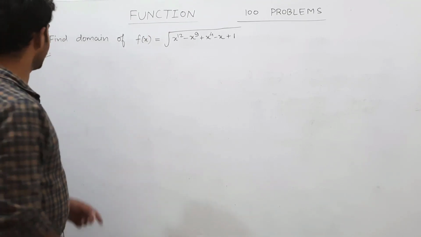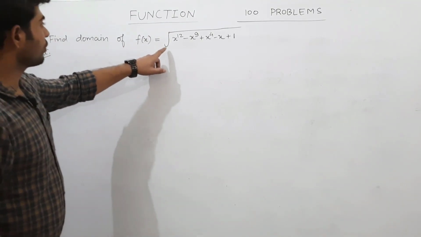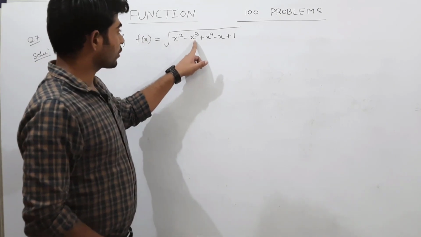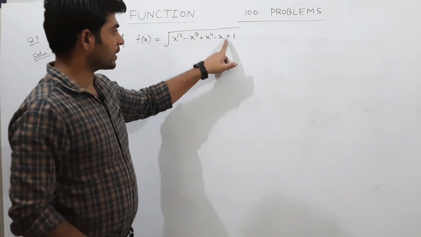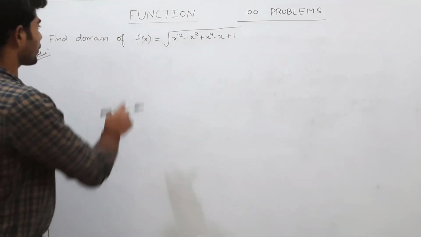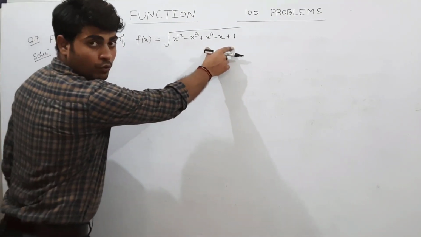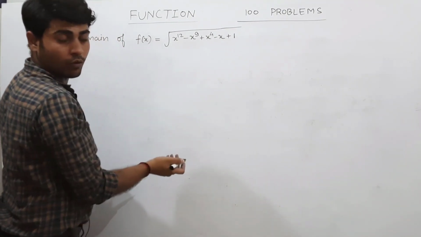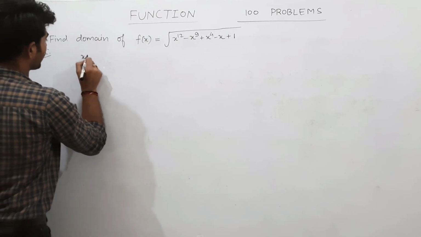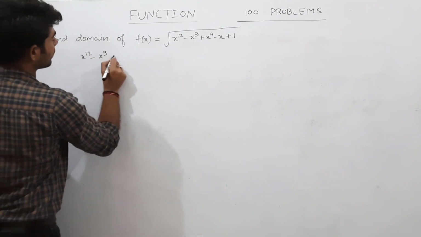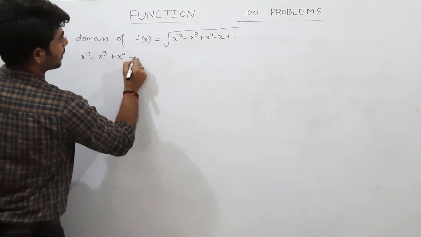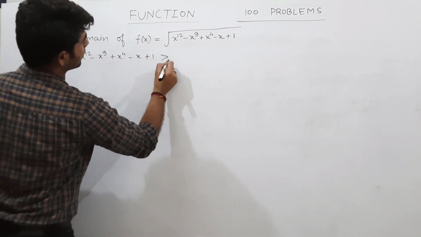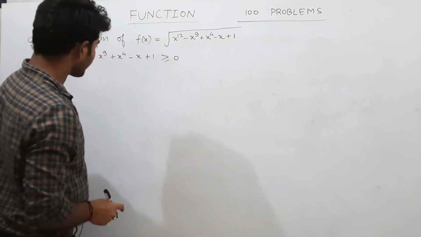Question number 7 is find the domain of f of x is equal to root over x to the power 12 minus x to the power 9 plus x to the power 4 minus x plus 1. So this function will be defined when the quantity inside the root is greater than or equal to 0. So we will write x to the power 12 minus x to the power 9 plus x to the power 4 minus x plus 1 greater than or equal to 0.